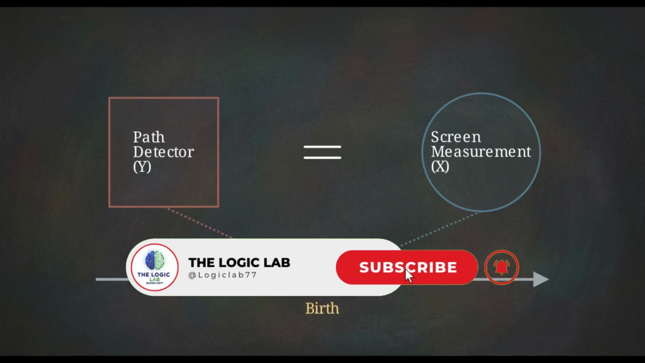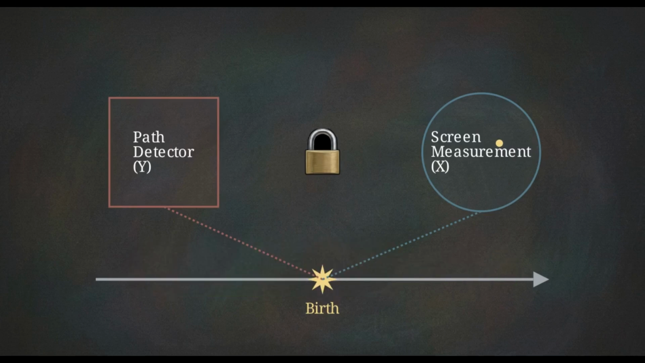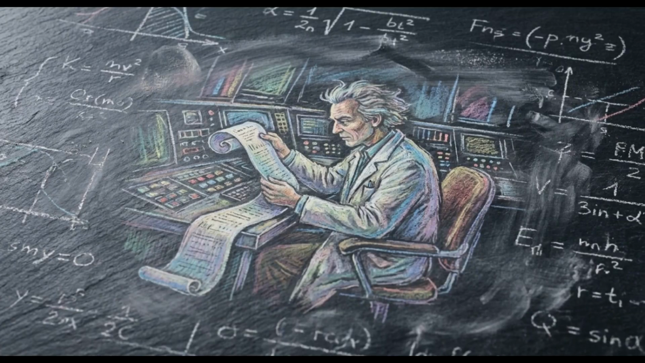When the particle hits the screen at a specific coordinate, that measurement instantly locks the distant path detector into a D+ or D- state. Because the landing position on the screen is already fixed, the corresponding state of the path detector is also fixed before the experimenter ever looks at it. The experimenter isn't making a choice that changes the past. They are simply observing a state that was determined the moment the particle hit the screen.